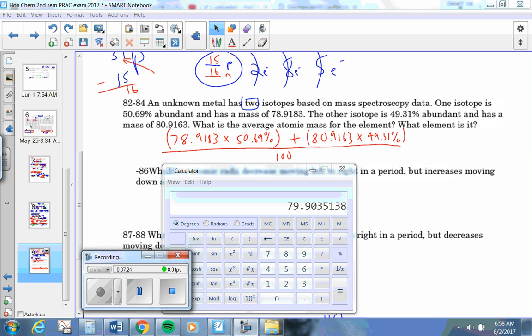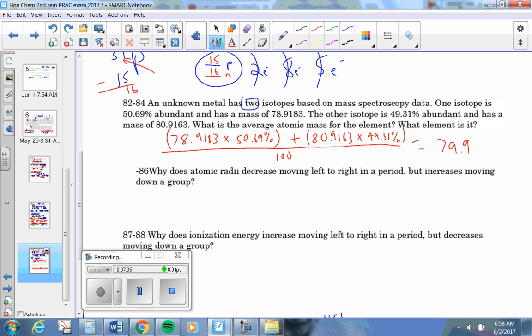And then a little magic occurred. I should have pressed the equal button after the addition that I did and then divided it by 100, and then I'll get 79.9. That would be the average atomic mass. I'm getting 79.90.